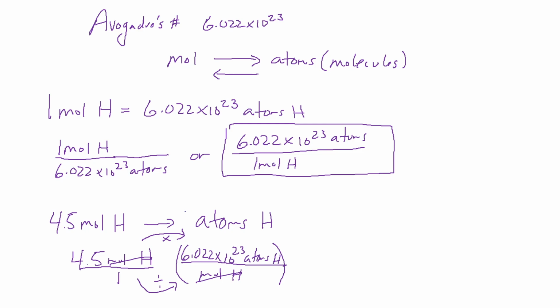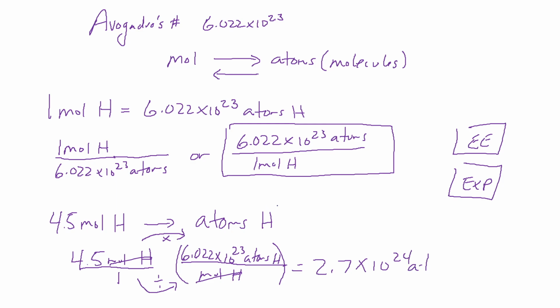And we're going to grab our calculator, wherever it went. There it is. And we're going to go 4.5 times 6.022. You do want to make sure you use your exponent button. Remember, on your calculator, it probably looks like that when you're typing in scientific notation. So E23 gives us 2.7 times 10 to the 24 atoms of hydrogen.